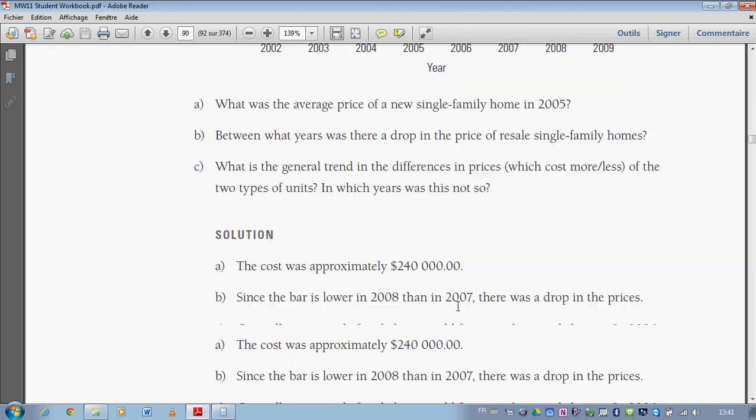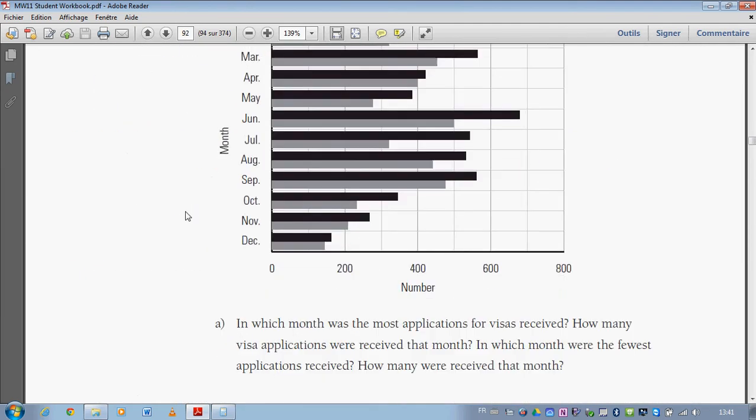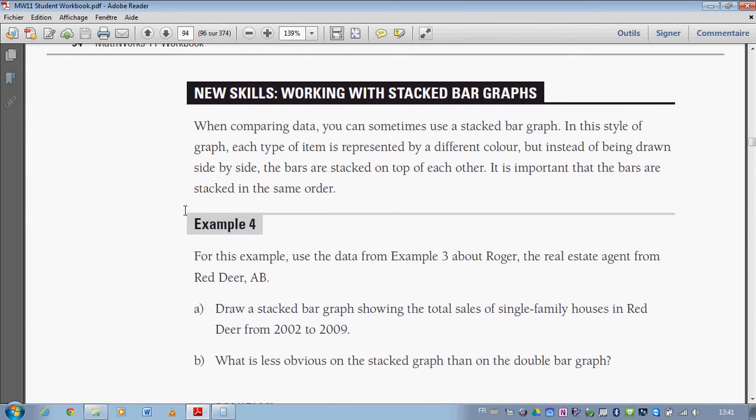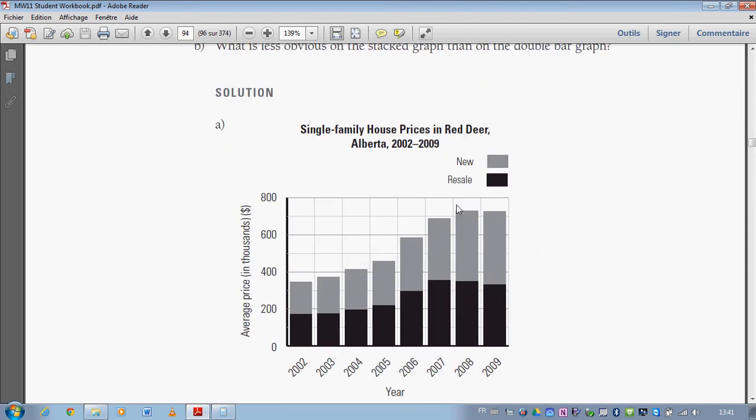Okay, and that was, so that was this example. So you've got more build your skills questions that you can try out. And example 4 would have you work with stacked bar graphs. Now, in all honesty, stacked bar graphs are a little bizarre in that here's kind of what they look like.